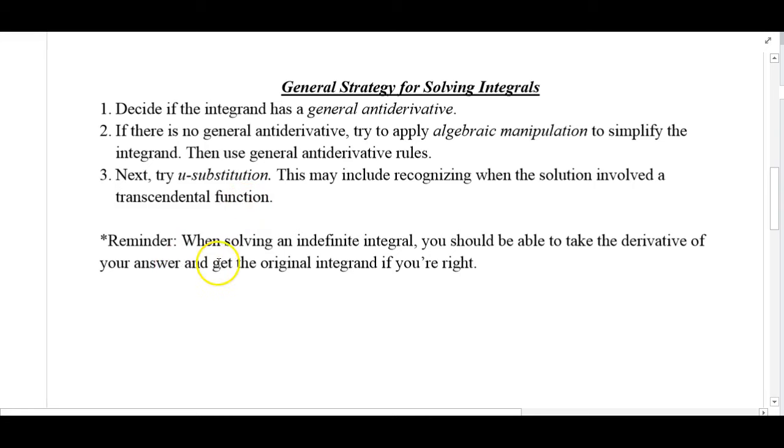The other thing I want to remind you of is when solving an indefinite integral, you should be able to take the derivative of your answer and get the original integrand if you're right. I can't stress enough that that is just great practice, going backwards and forwards, because it's going to involve the chain rule, and it's just going to be great practice all around.